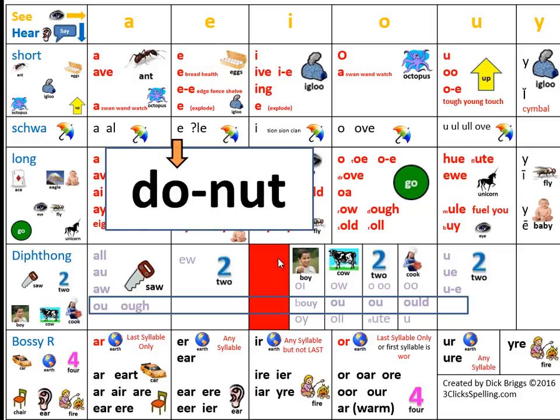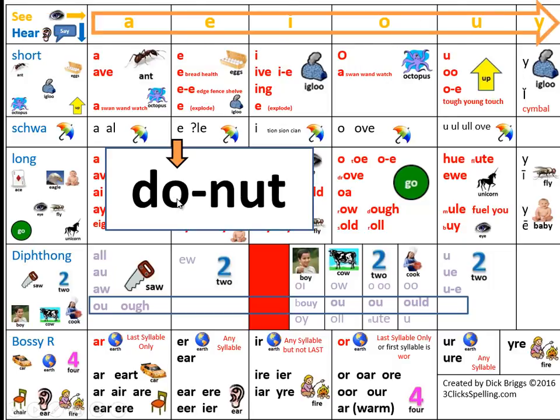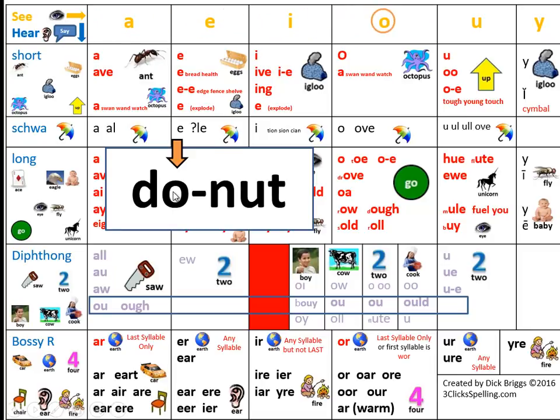Next thing we do, we look for the first vowel, or the vowel in the first syllable. So we look up here against our C columns, and we find the O. Next thing we do, we are going to look at what sounds those vowels can make. And here's our vowel sequence. I always start with a short sound, schwa, long, diphthong, and if there's an R in vowel, then you use the bossy R.